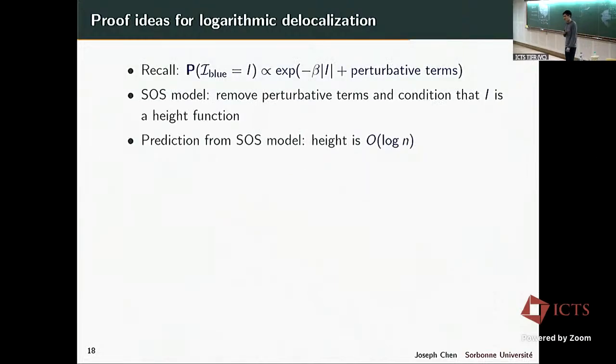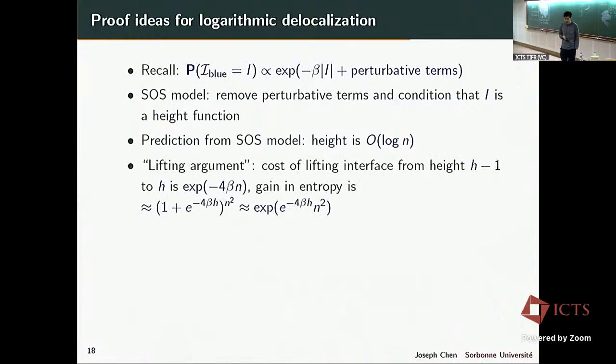So we begin with the heuristic from the SOS model. So recall you can write the law of the interface in such a form, weighted by the size of the interface plus some error terms or perturbative terms. So the SOS model, you can define it by just removing the perturbative terms and then also assuming that the surface has a nice geometry, namely that it has the geometry of a height function. And then you get the SOS model. And so we saw that this model says that the typical height should be of order log n. And how does that proof go?